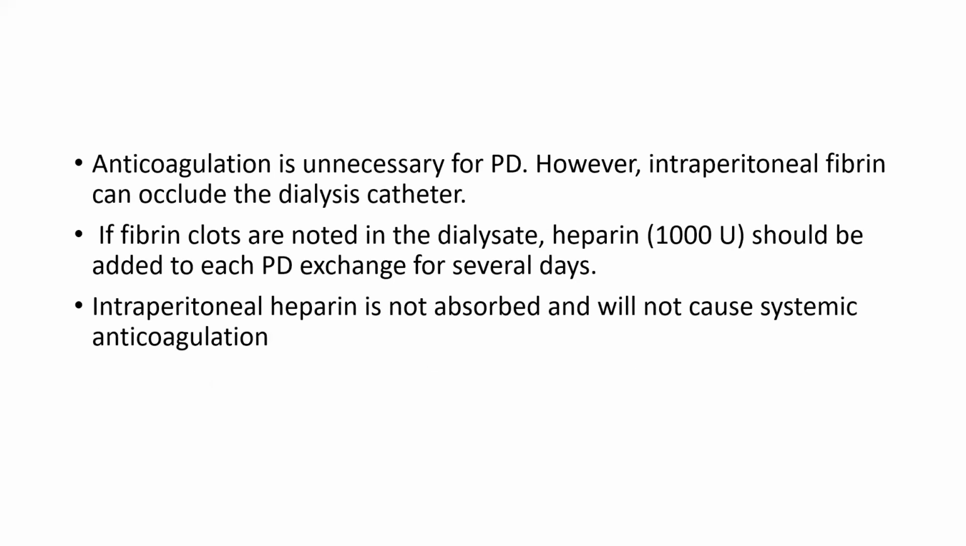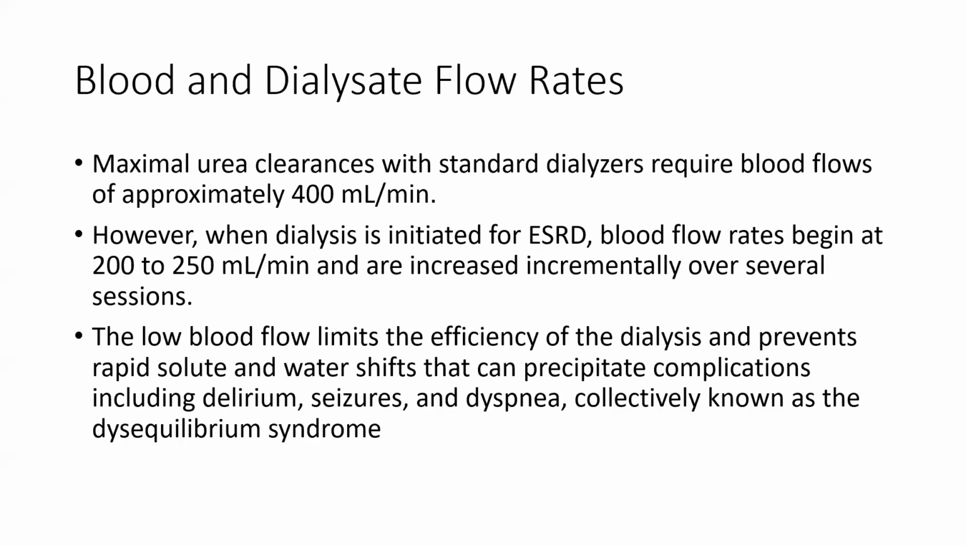Anticoagulation is unnecessary for peritoneal dialysis. However, intraperitoneal fibrin can occlude the dialysis catheter. If fibrin clots are noted in the dialysate, heparin, 1000 units, should be added to each PD exchange for several days. Intraperitoneal heparin is not absorbed and will not cause systemic anticoagulation.